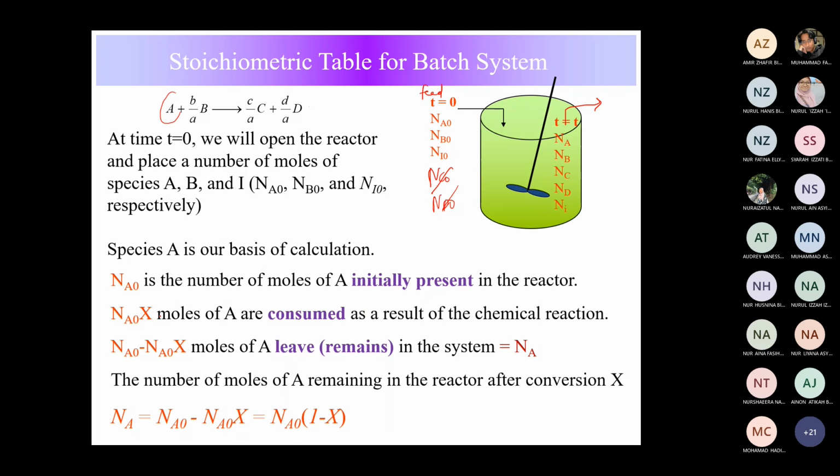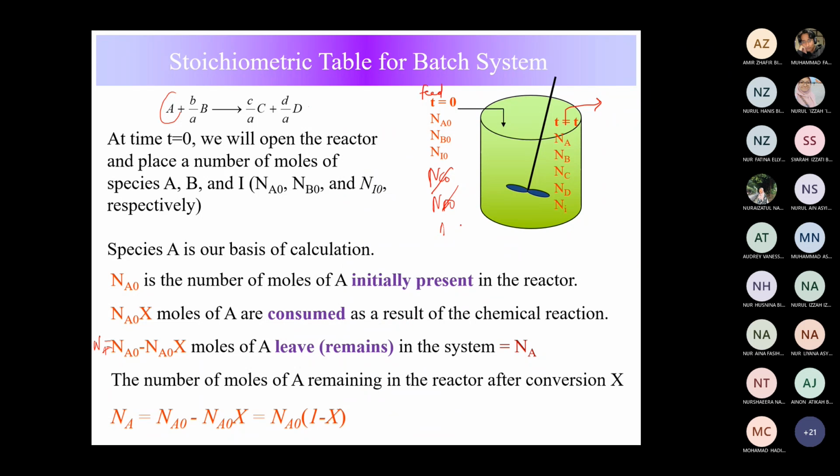And then we have Na0X. Okay, so what is Na0X? It's the moles of A consumed as a result of the chemical reaction. So Na0 times the conversion, we can calculate how many moles of A are consumed or reacted. Okay, so the remaining one, we will have Na here. So Na is equal to Na0 minus Na0X. Okay, so this one is after a certain time, or at any time.